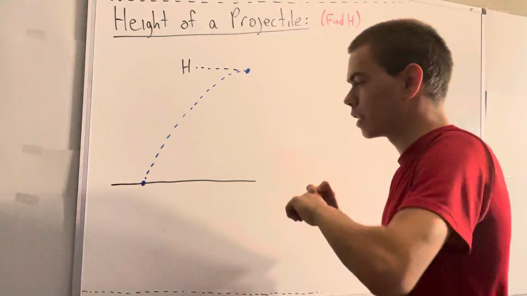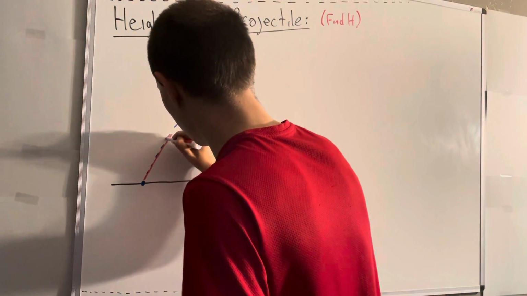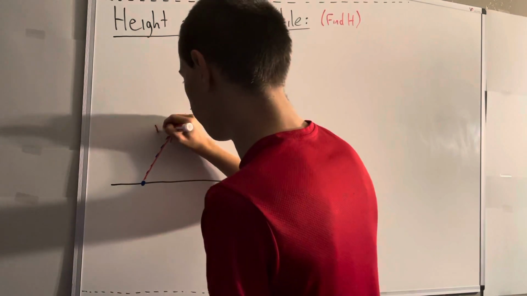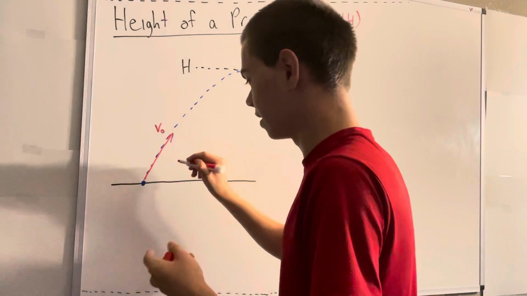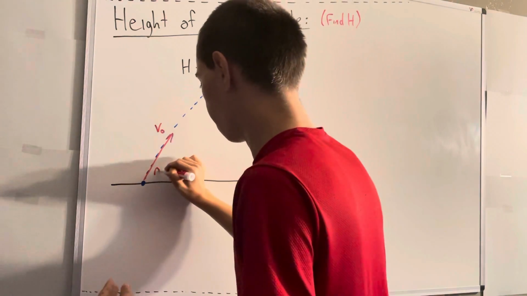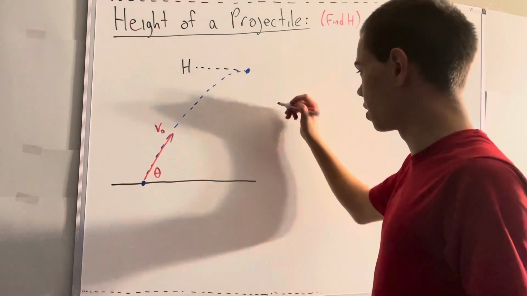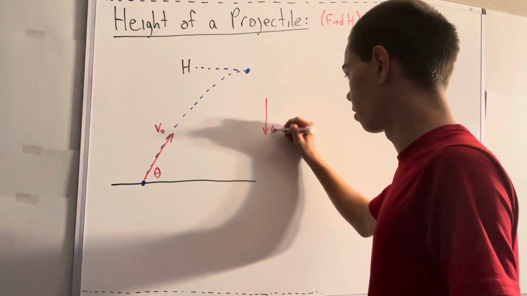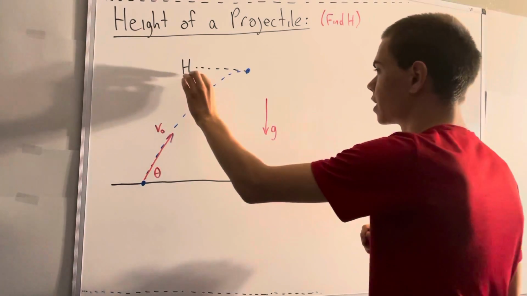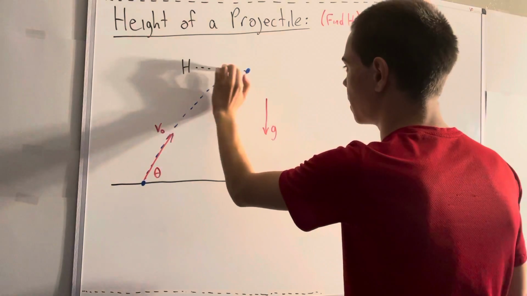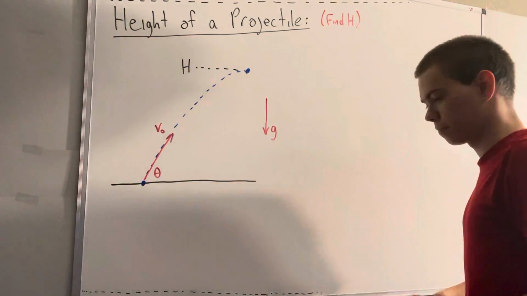And we're going to say that we're given the initial velocity that the ball is kicked at. So this would be the initial velocity of the ball. We're going to label it v0. And also, we're going to say that the launch angle of the ball when it's kicked is theta. And of course, we know the acceleration due to gravity, right, is just g. So really, we're finding what the height of the projectile is at this maximum height, in terms of v0, theta, and g.